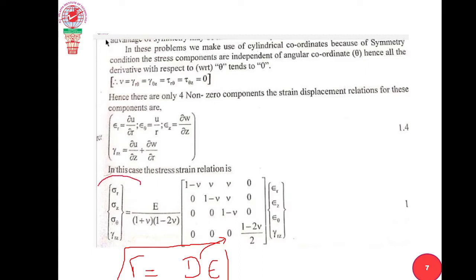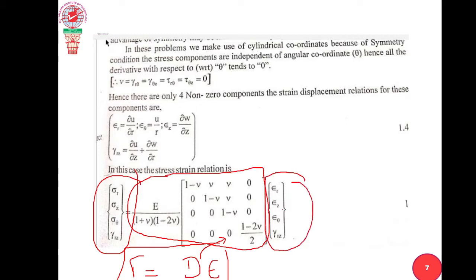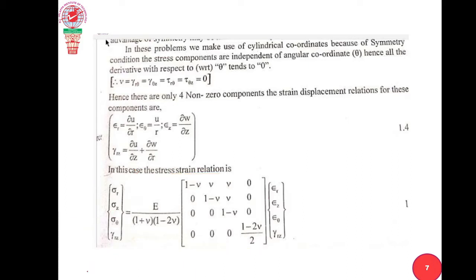This is known as the sigma matrix. This much is called the D matrix. It is nothing but the material property matrix. And this is the strain matrix. There are four strains: epsilon r, epsilon z, epsilon theta and gamma rz, and four stresses: sigma r, sigma z, sigma theta, gamma rz. So that's why these three matrices are called the stress-strain relation matrices for the axisymmetric case.